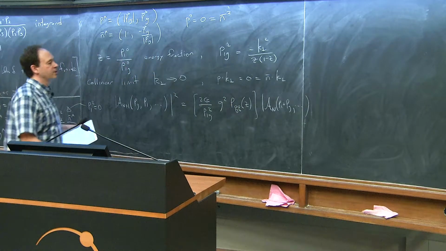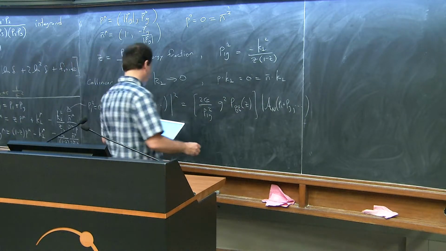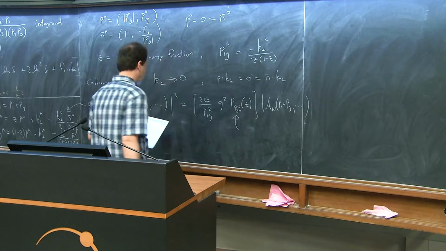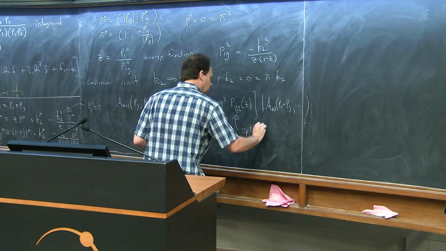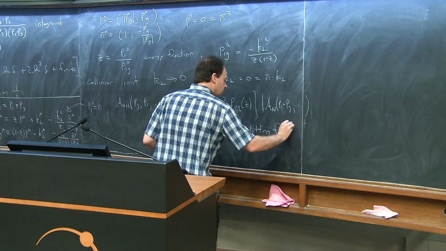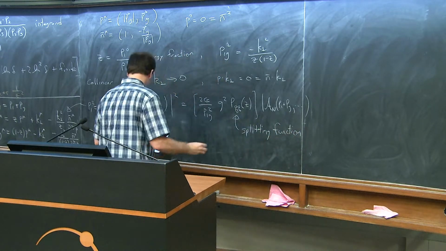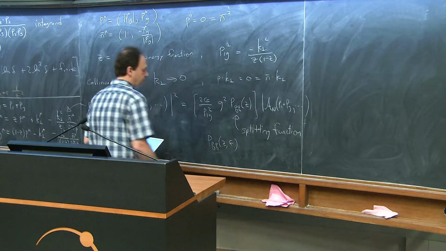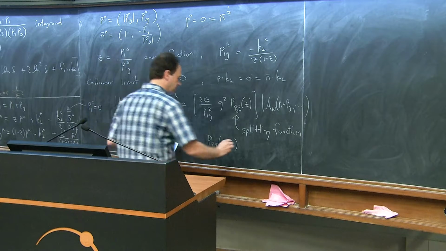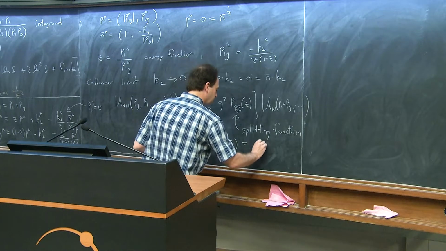And then there's an arbitrary function of z. Well, it's not so arbitrary because I can calculate it. This thing is called the splitting function. Arbitrary until I calculate it. So I can either do it in epsilon equals 0 dimensions or in epsilon dimensions, so I'll give you a slightly more general result.